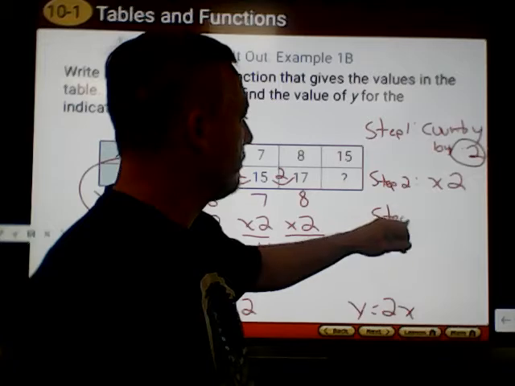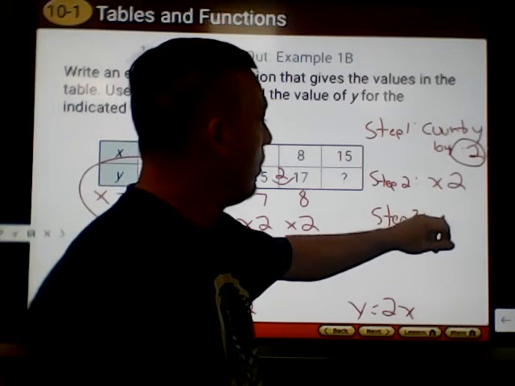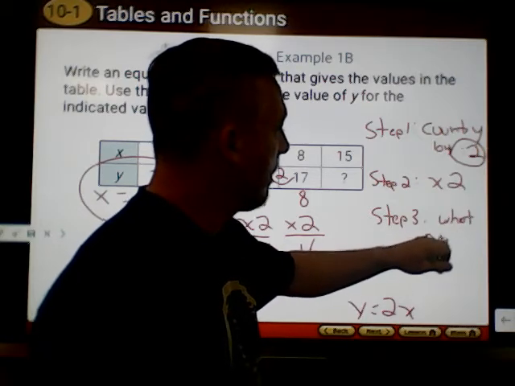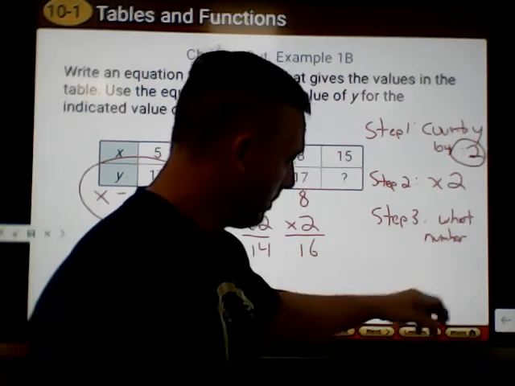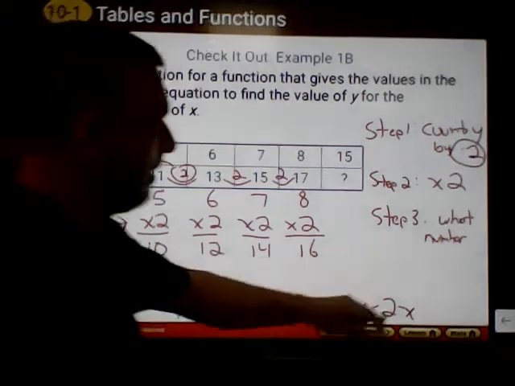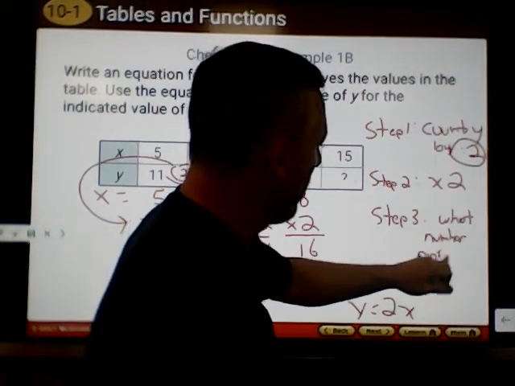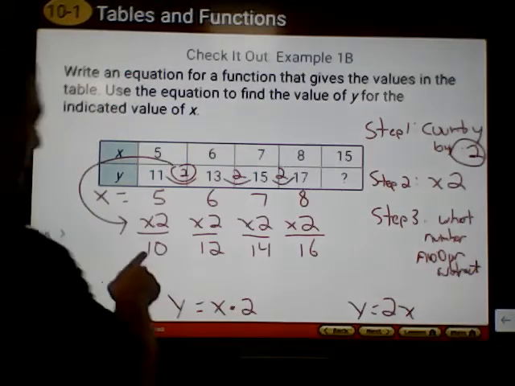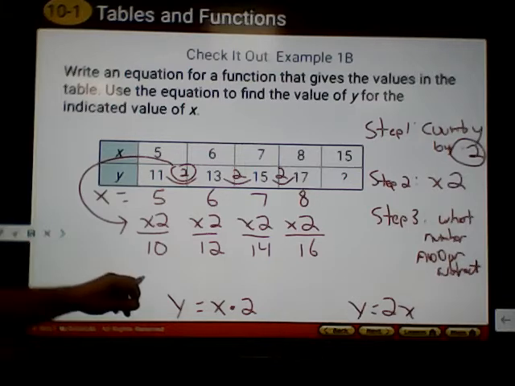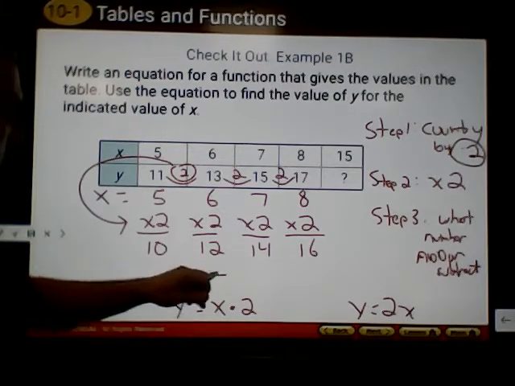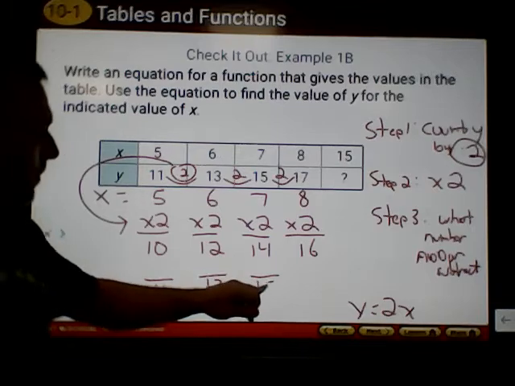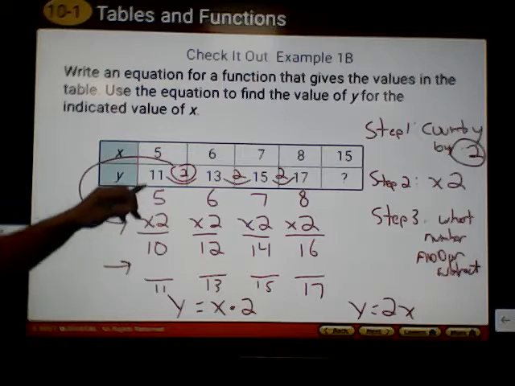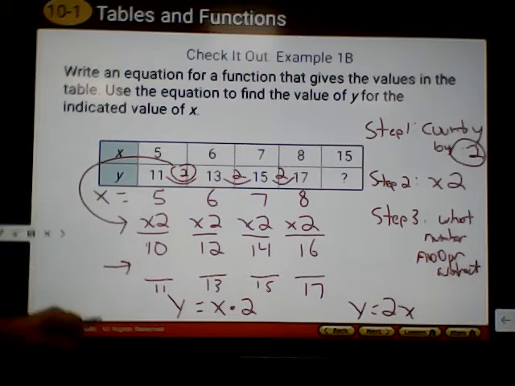So step 3 is to figure out what number do I add or subtract? Now I'm going from 10 to 11. Look, I've got to get this answer to equal 11. This one has to equal 13. This one has to equal 15. And this one equals 17. So this step here is how do I go from my answer 10 to my actual y value?